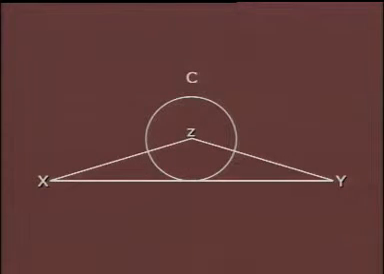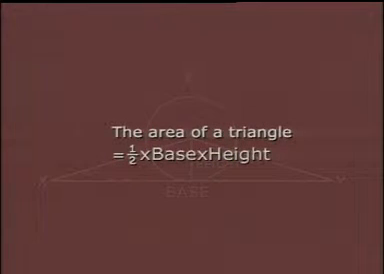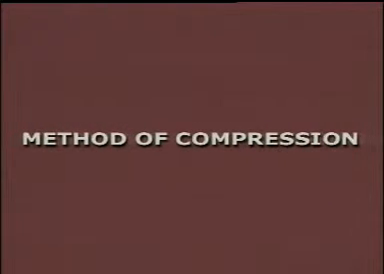Then we may notice that the area of the circle C is the same as the area of the triangle XYZ. Also, we may observe that the base of this triangle is the circumference of the circle C, and the height of the triangle XYZ is the radius of the circle C. As we all know, the area of a triangle is half times its base times height, so the result of Archimedes follows.